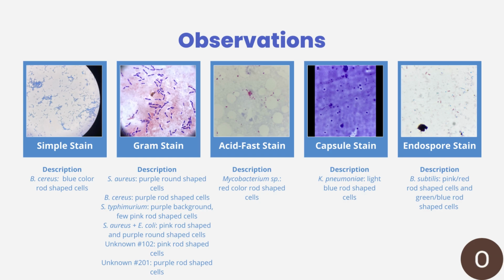The S. typhimurium had an entirely purple background with a few pink rod-shaped cells, and then the mixed culture had pink rod-shaped cells and purple round-shaped cells, and the unknown 102 was pink and rod-shaped, and the unknown 201 was purple and rod-shaped. For the acid fast, the Mycobacterium sp. was stained red and appeared rod-shaped, and in the capsule stain, K pneumoniae appeared blue, a light blue color, and rod-shaped. And in the endospore stain, the B subtilis appeared pink. There were pink and red rod-shaped cells, and also some green-blue rod-shaped cells.